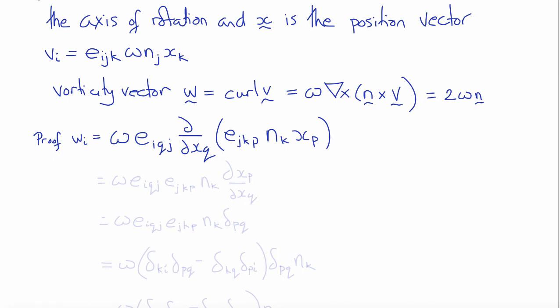So then rearranging that, we would get omega times e_iqj e_jkp n_k. Since the unit normal is a constant, its derivative doesn't come into play, and then we get ∂x_p/∂x_q, but that is just the Kronecker delta pq. So now we have omega e_iqj e_jkp n_k delta_pq.